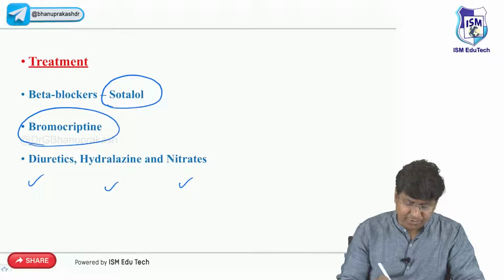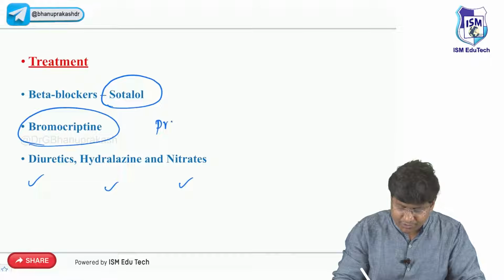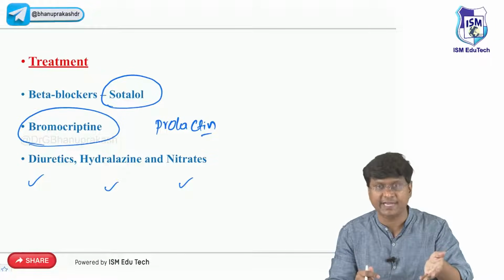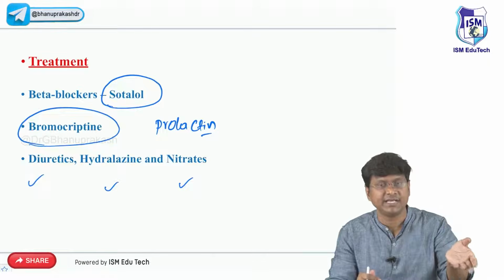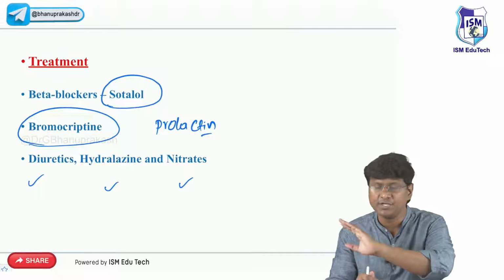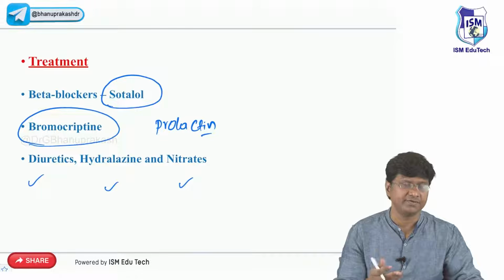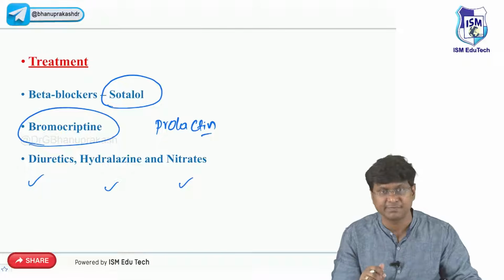Then why is it that you need to give bromocriptine? The pathogenesis in the development of peripartum cardiomyopathy is that fragments of prolactin which have been released excessively are responsible for peripartum cardiomyopathy. So we don't want prolactin to be released at all in this scenario. So you give bromocriptine, which is a dopamine agonist which will decrease the prolactin levels.